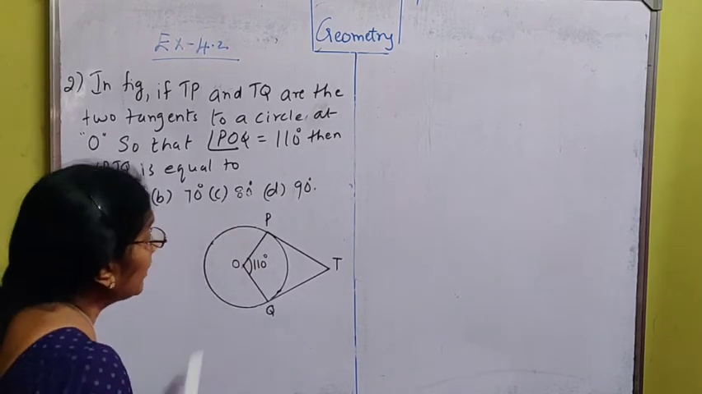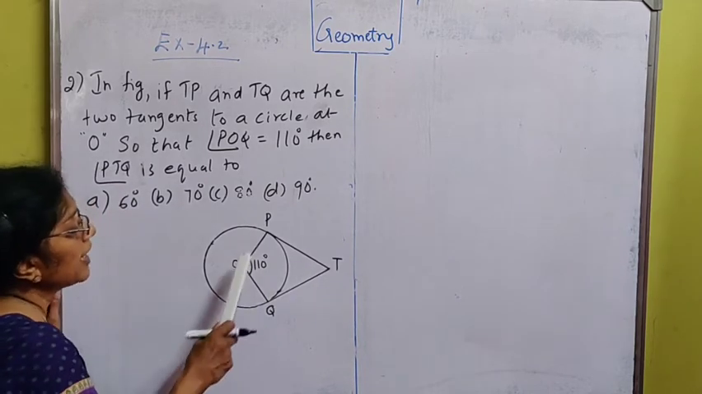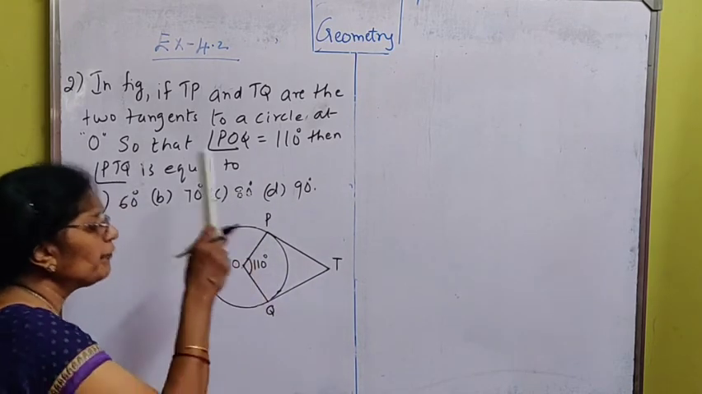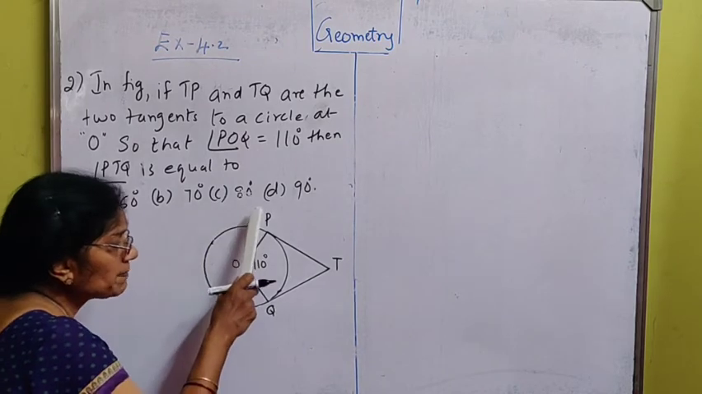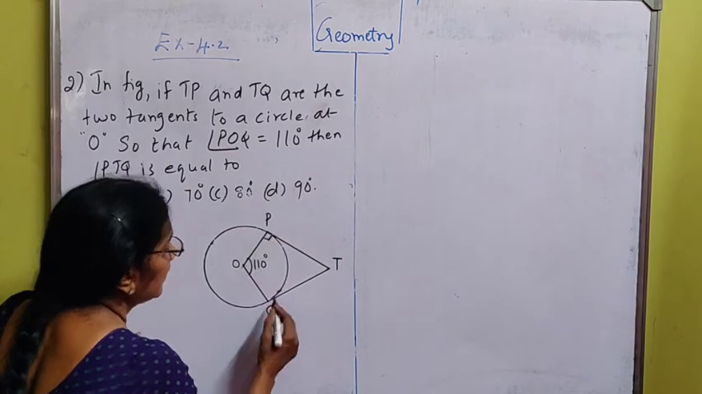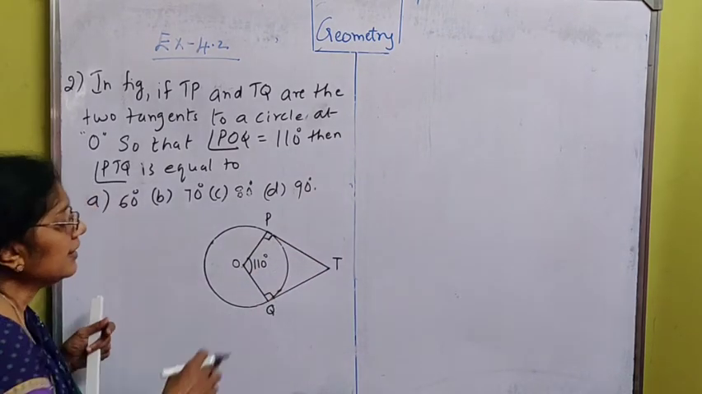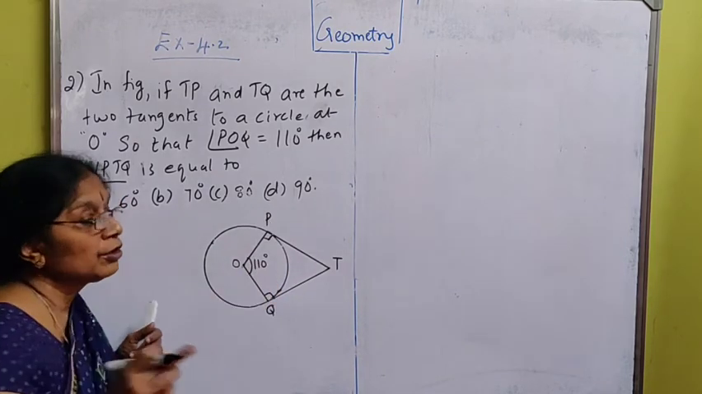Yesterday when I was explaining that, I told you that whenever this sum comes, you take it as a quadrilateral. So the sum of all the four angles should be how much? 360 degrees. OP is perpendicular to PT, so this angle is 90 degrees. This angle is also 90 degrees because of radius and tangent. So angle P plus angle Q will be 90 plus 90 is equal to 180.